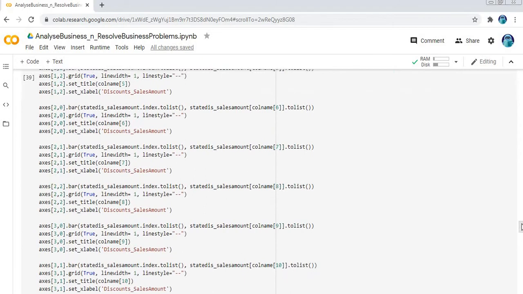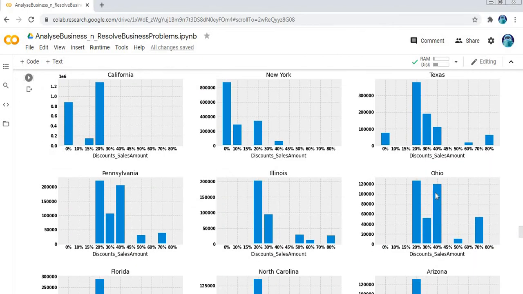So let's go down and understand more. New York has given no discount on more than 8 lakhs of total sale amount. Whereas it has given a 20% discount on less than 4 lakhs.